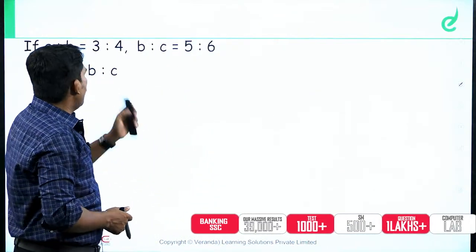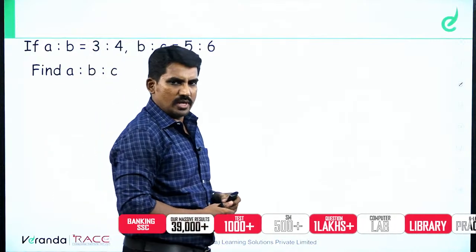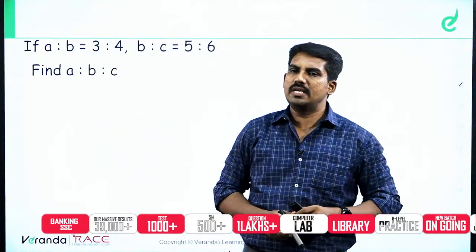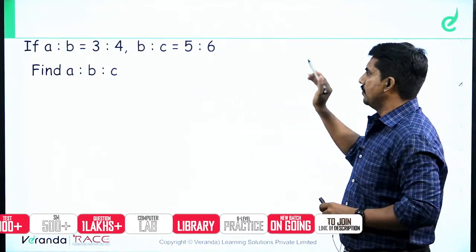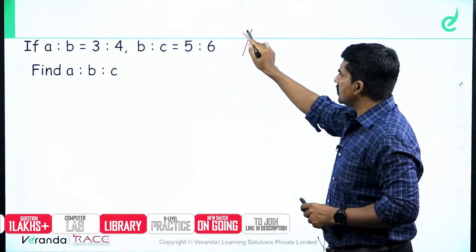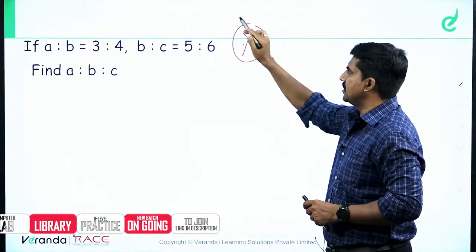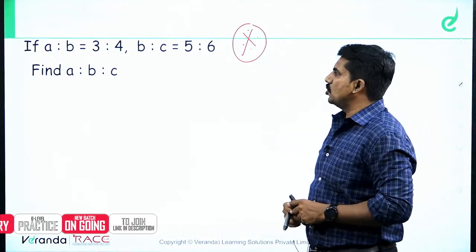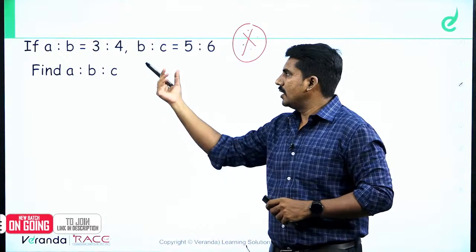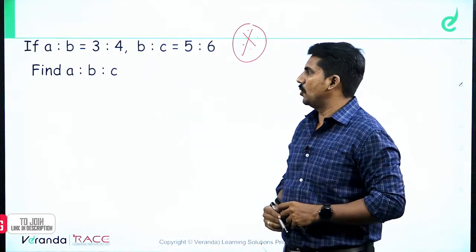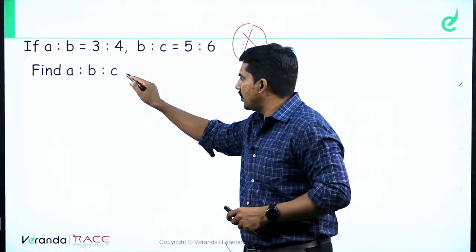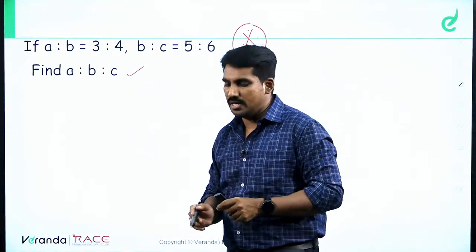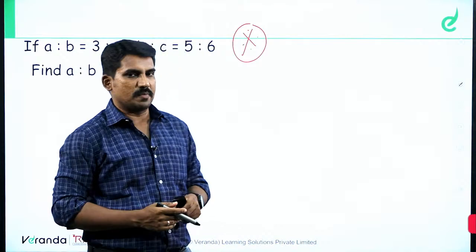Now, A is to B is equal to 3 is to 4, B is to C is equal to 5 is to 6, find A is to B is to C. This is one of the important questions and it is repeated. The AB ratio is given as 3 is to 4, the BC ratio is given as 5 is to 6, and we have to find A is to B is to C. In total, three data we have to compare.